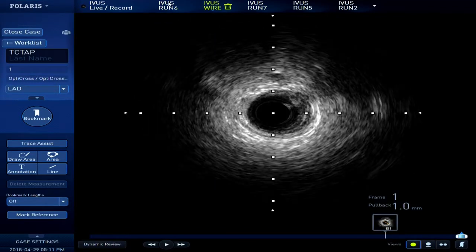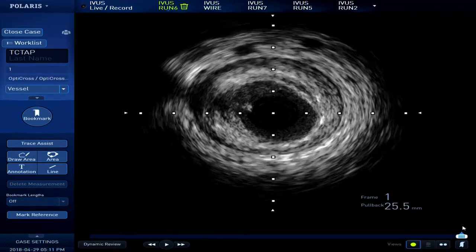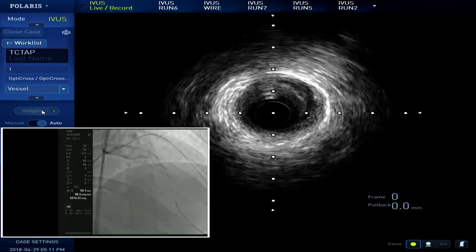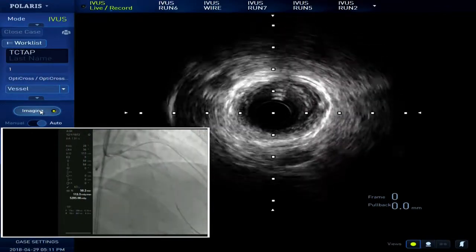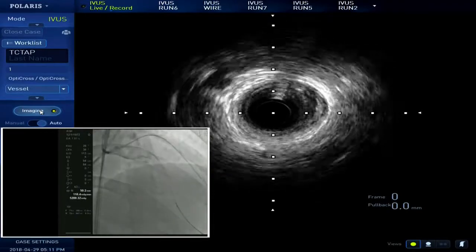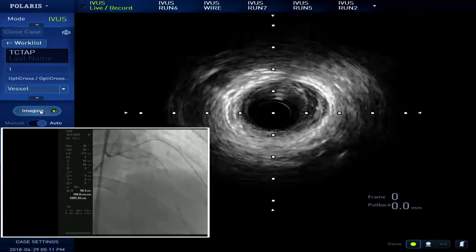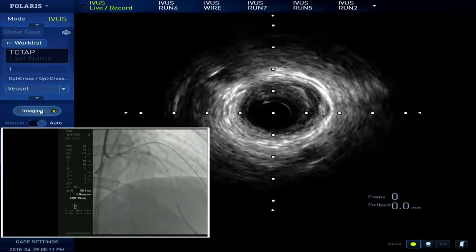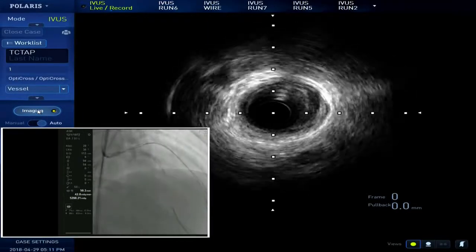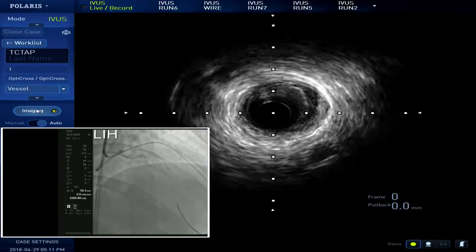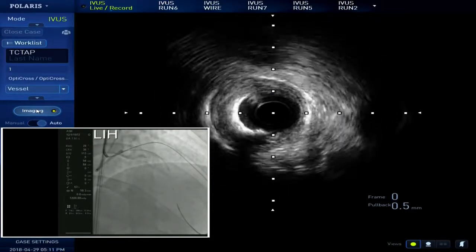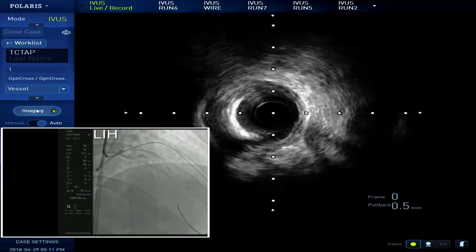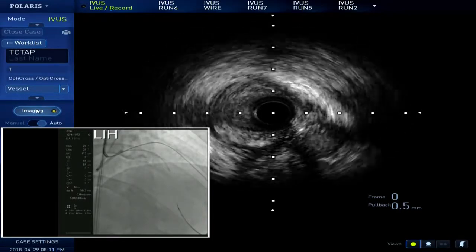Okay, I will check this part again with the live image. Okay, this part does not have so big a plaque burden. All right, take a picture. Recording. Okay. Please inject contrast dye. And please flush inside of the guiding catheter. It goes for a long time. No flushing.